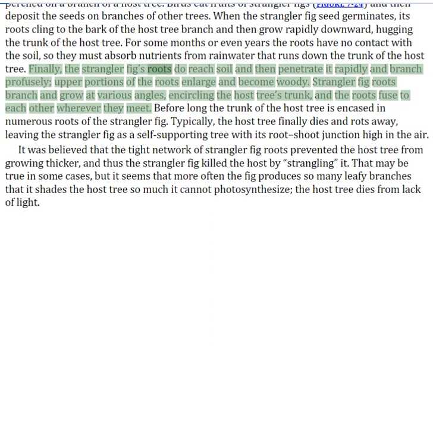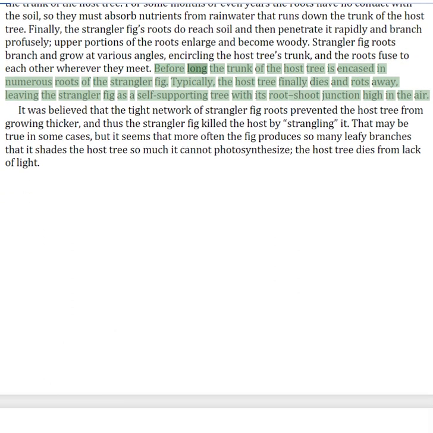Finally, the strangler fig's roots do reach soil and then penetrate it rapidly and branch profusely. Upper portions of the roots enlarge and become woody. Strangler fig roots branch and grow at various angles, encircling the host tree's trunk, and the roots fuse to each other wherever they meet. Before long, the trunk of the host tree is encased in numerous roots of the strangler fig. Typically, the host tree finally dies and rots away, leaving the strangler fig as a self-supporting tree with its root-shoot junction high in the air.